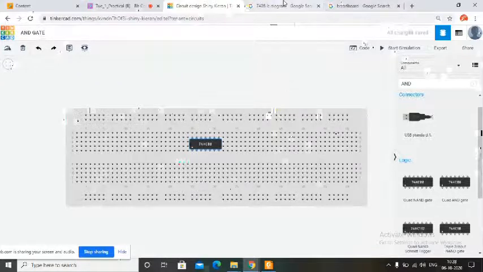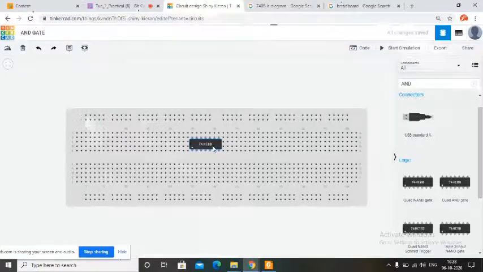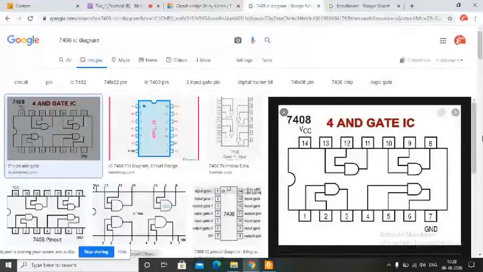Yes, so actually, let me show you the pin diagram. What is the number on this IC? You should remember the number. It is 7408, right? 7408. HC08. So this is the IC number, right? You can check its IC diagram on the internet.